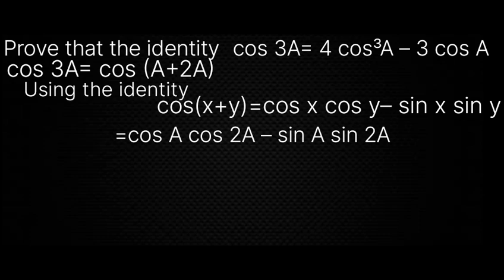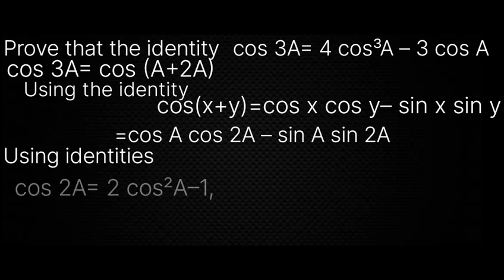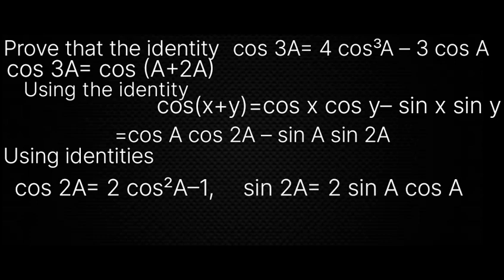Now to move forward, we need to address the double angles, cosine 2a and sine 2a, using their respective double angle identities. Since our final goal is to have the entire equation in terms of cosine, we choose the specific cosine double angle identity. Cosine 2a equals 2 cosine squared a minus 1. For the sine term, we use the standard sine double angle identity. Sine 2a equals 2 sine a cosine a.